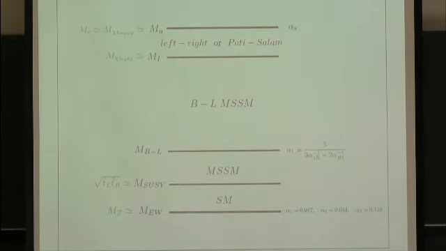You have a left-right theory, a Pati-Salam theory, depending on which one turns on first. After M intermediate, you have a long range where this B minus L MSSM occurs. You then spontaneously break B minus L. That gives you hypercharge. This is the relation between the hypercharge and the T3 right and the B minus L coupling. You then go down further until you break supersymmetry.